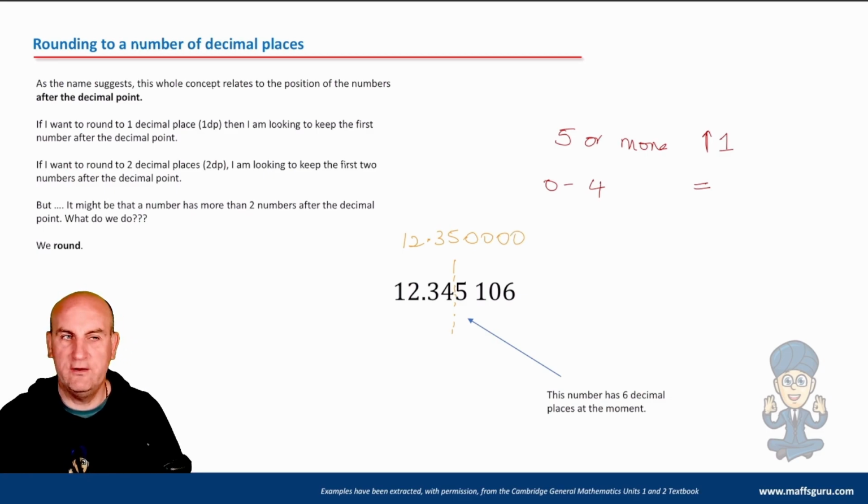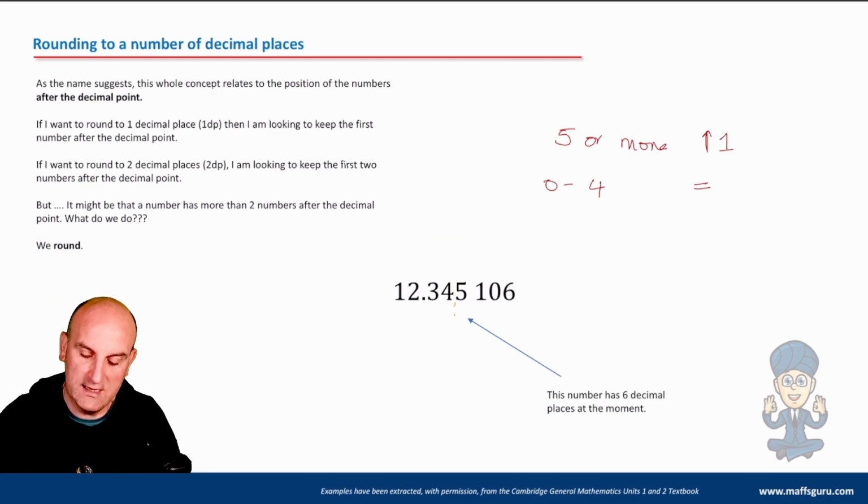And what do we know about zeros at the end of a decimal number? They don't get written. And there we go. I've rounded that to 2 decimal places. Let's rub it out and try a different one.